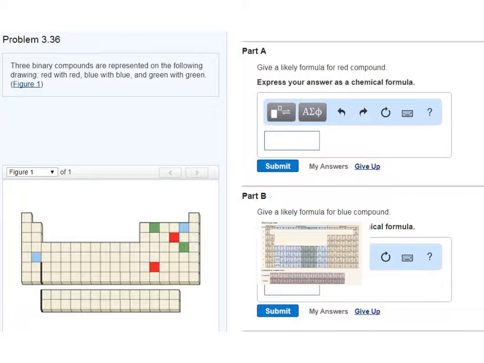336 is basically an exercise in knowing whether or not you know your ionic charges. They want you to make a formula given the two compounds with a given color. For example, they ask you to give the likely formula for the compound in red. So they're talking about the element there and the element there. And this is where a little bit of battleship comes in.